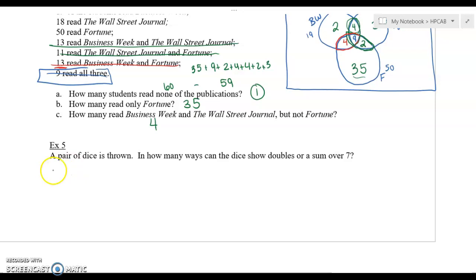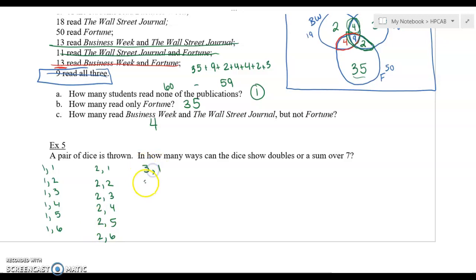Dice means you have 2 of them, so you could get a 1 with a 1. You could get a 1 with a 2. We're going to just do all these possibilities. 1 with a 3, 1 with a 4, 1 with a 5, and 1 with a 6. You could get a 2 with a 1, a 2 with a 2, a 2 with a 3, a 2 on the first dice, 4 on the second dice, 2 with a 5, 2 with the 6.